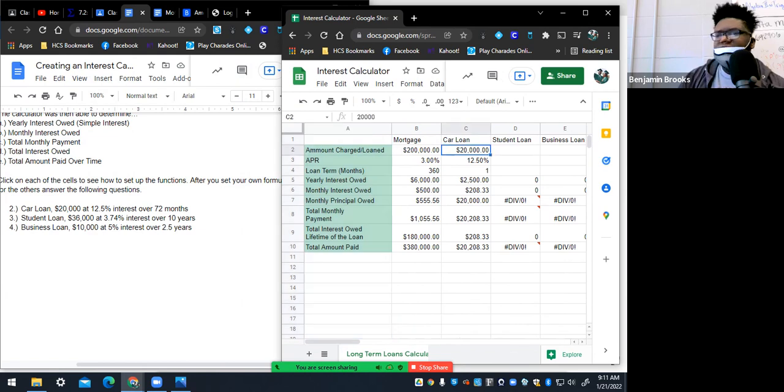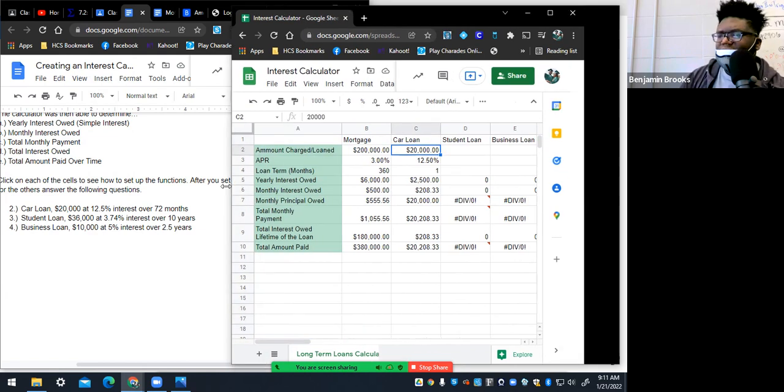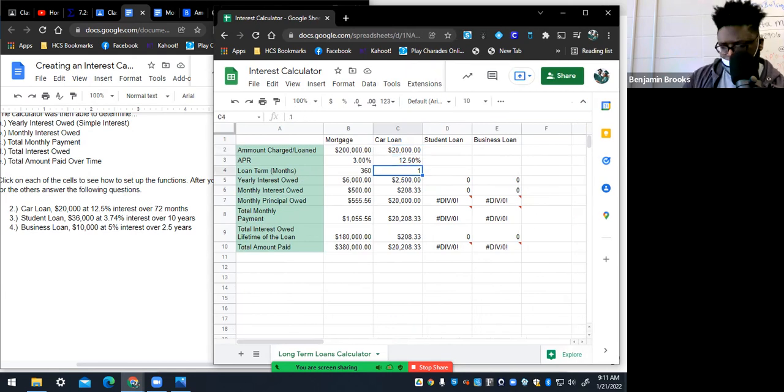All right. So you said $20,000 at 12.5% interest over 72 months. And you should see, just check your answers: $2,500 a year yearly interest owed. Is that what y'all got? Good. Monthly interest owed should be 208. Monthly principal owed 277.78, and so on and so forth. You can see the numbers.